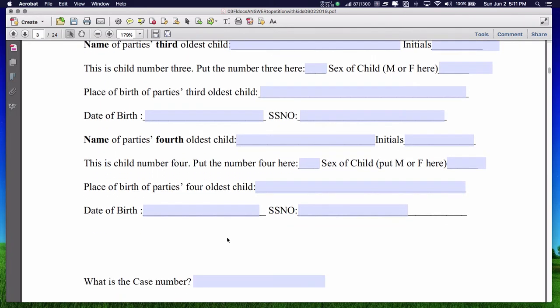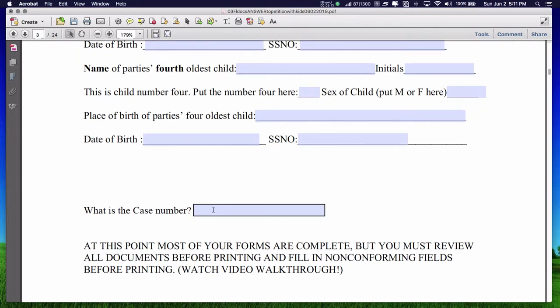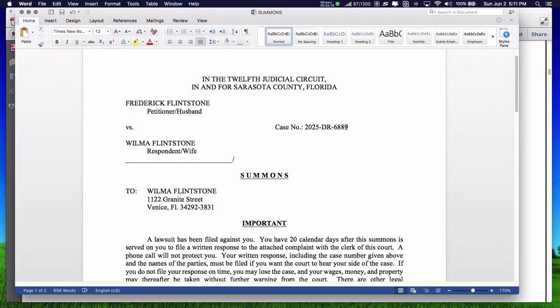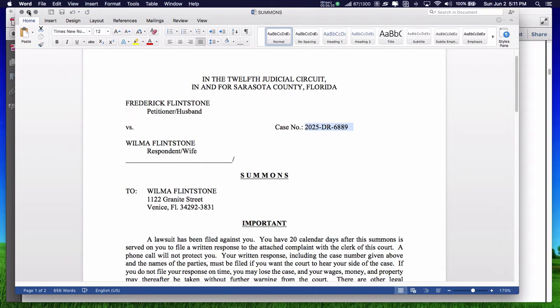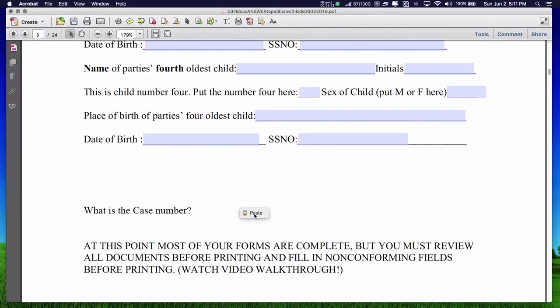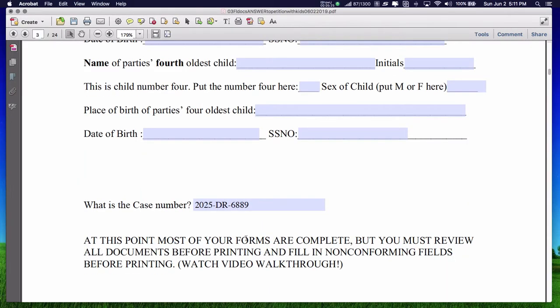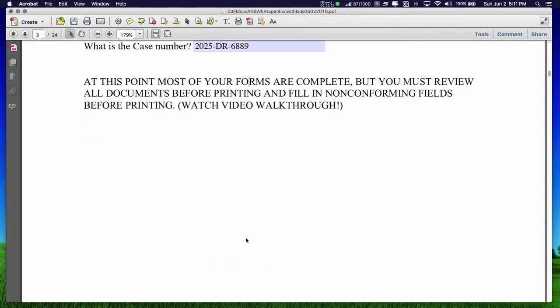Any other kids. All right, and the other thing too is the form requires a case number. So you get that off your summons. See, it's right here. I'm just going to copy it. And you put that here. Done. All right, now you're not done. You don't print the forms yet because there are a couple of things in here that need to be completed. So let's get to it.